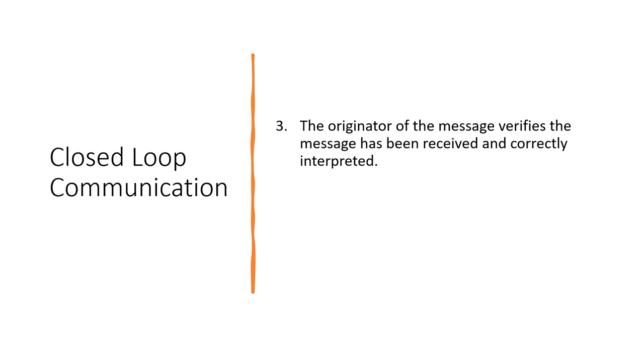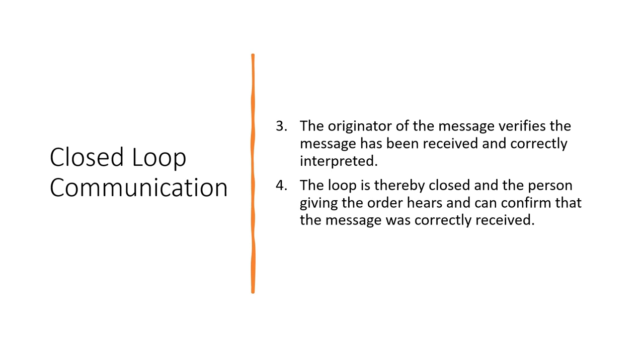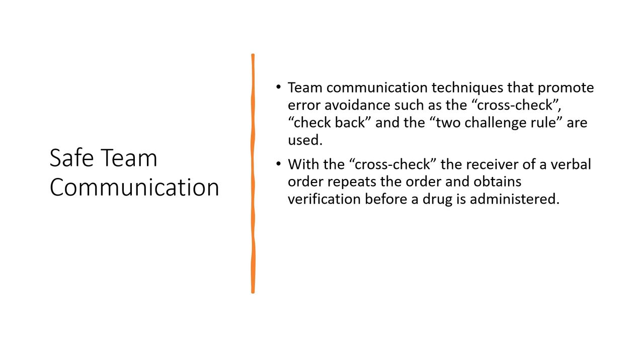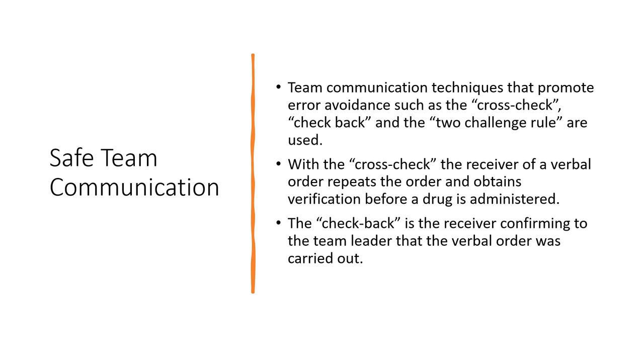The originator of the message verifies the message has been received and correctly interpreted. The loop is thereby closed and the person giving the order hears and can confirm that the message was correctly received. Team communication techniques that promote error avoidance such as the cross-check, check-back and the two-challenge rule are used. With the cross-check, the receiver of a verbal order repeats the order and obtains verification before a drug is administered. The check-back is the receiver confirming to the team leader that the verbal order was carried out.